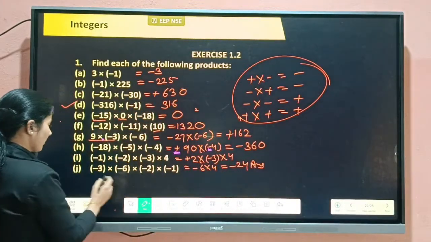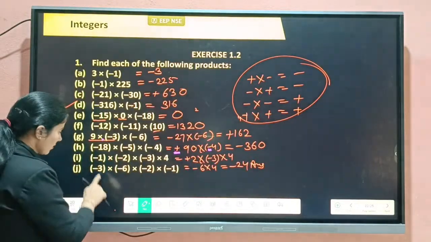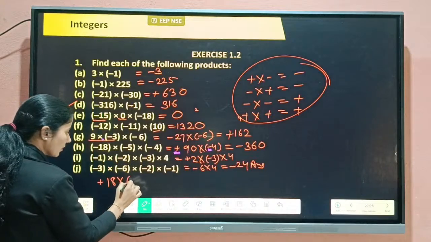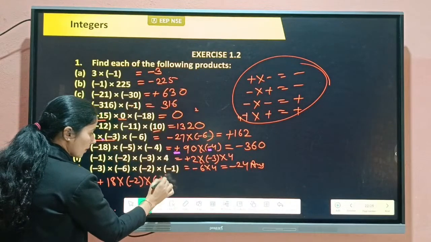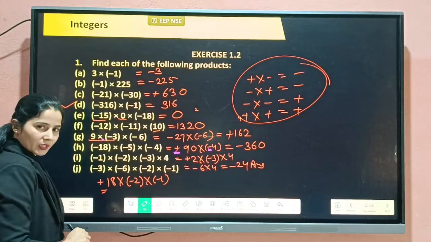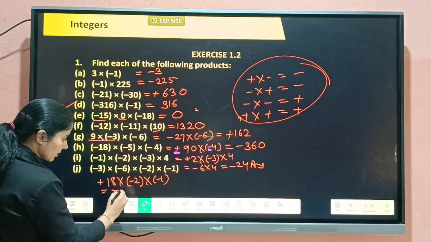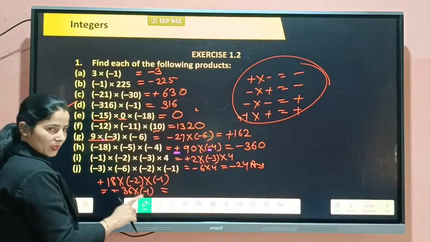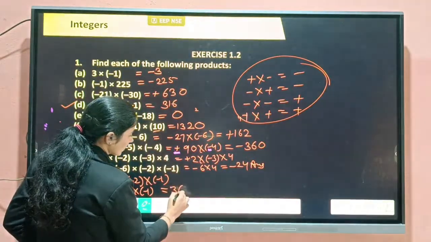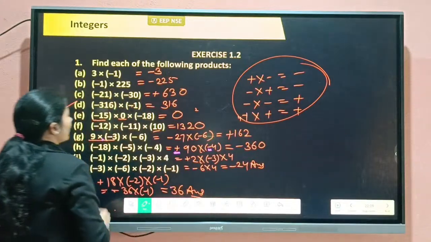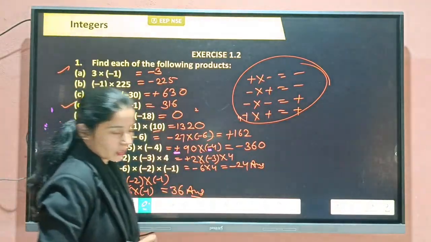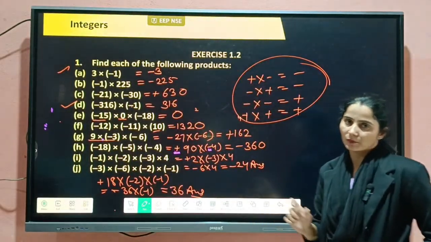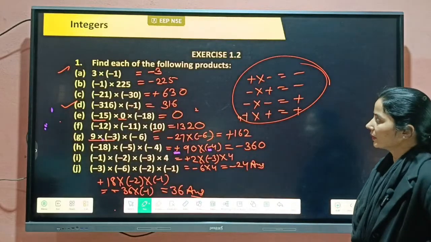What is the last part? Minus 3 with minus 6. Minus minus plus, 3 sixes are 18 multiplied with the minus 2 multiplied with the minus 1. 18 twos are 36, plus minus minus, 36 into minus 1. Further, minus minus plus, 36 with 1, 36 is your answer. So in this way you have to find out the product. Keep in mind, minus multiplied with plus is minus, minus with minus is plus, and plus with plus will be plus only.